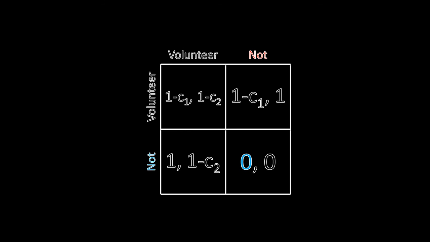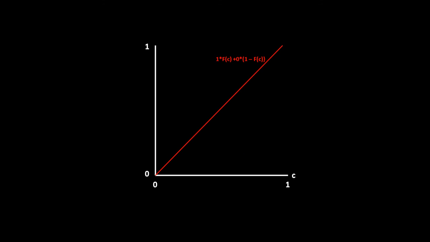Let's also put this on the graph. So here, this is the red line. This is your utility for not volunteering. And that's going to be a function of what player 2 does, which is in turn a function of the cost that she has drawn. So you get a value of 1 with some probability, which is going to be f of c. I'll explain that in a second. And you'll get a payoff of 0 with the remaining probability.